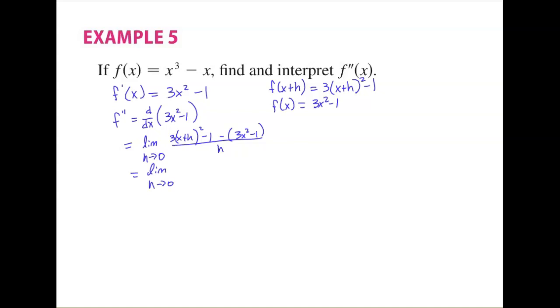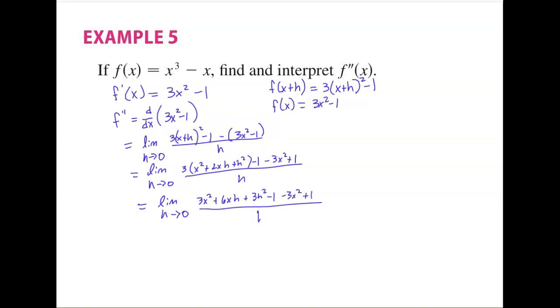Okay, this time I will not be tricked into trying to take the shortcut. I'm going to expand this completely. So I'm going to have 3 times x squared plus 2xh plus h squared minus 1 minus 3x squared plus 1 over h. We'll go ahead and distribute our 3. We'll have 3x squared plus 6xh plus 3h squared minus 1 minus 3x squared plus 1. Everything is over h.